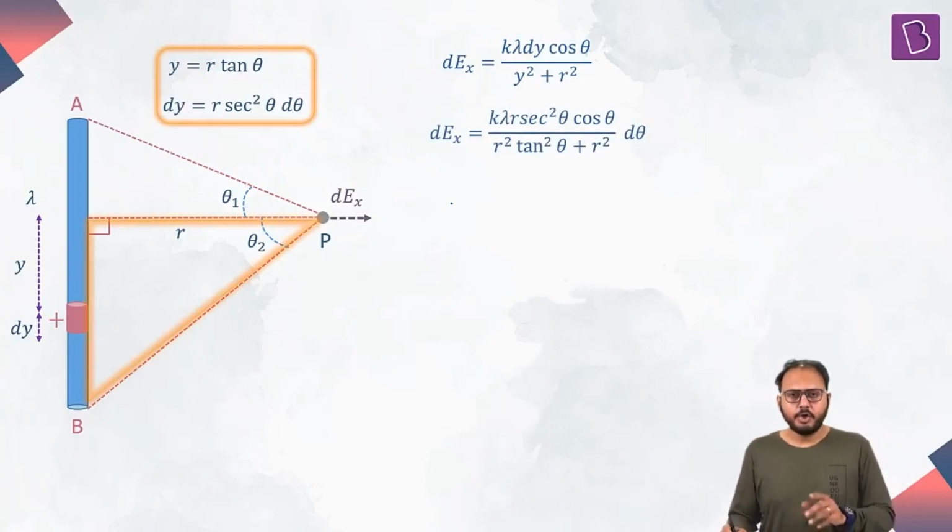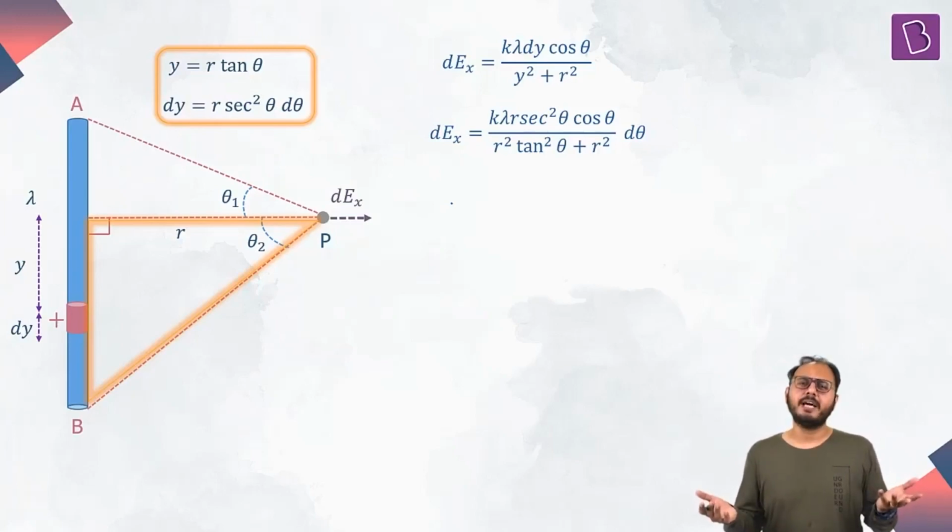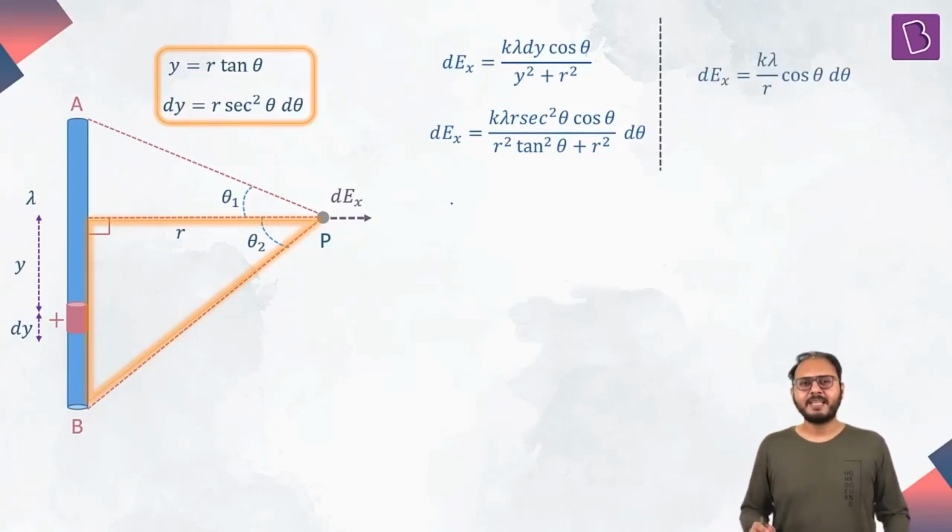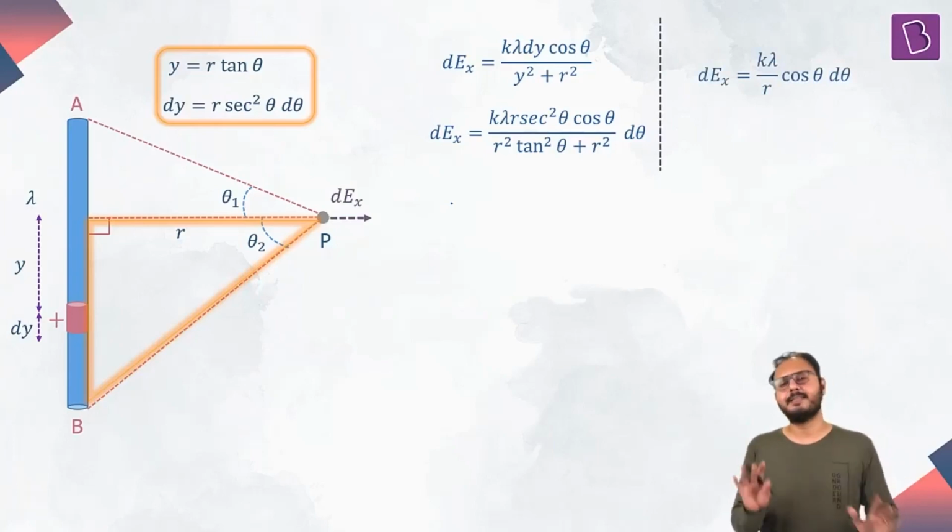Instead of dy, you put r secant square theta d theta, right? And lambda stands as it is. r is as it is, and at the bottom, instead of y square, you put r square tan square theta. Note r square can be taken out common. 1 plus tan square theta is sec square theta. How convenient. Life is great. Sec square theta in the numerator cancels with the sec square theta in the denominator, and you are left with what? K lambda by r cos theta d theta. How simple is this expression as compared to y square plus r square?